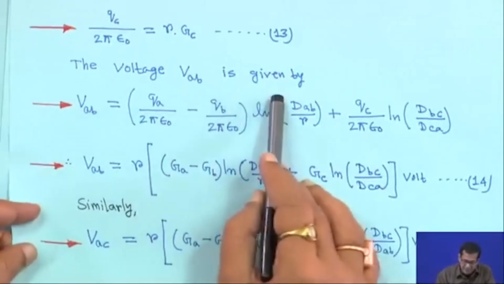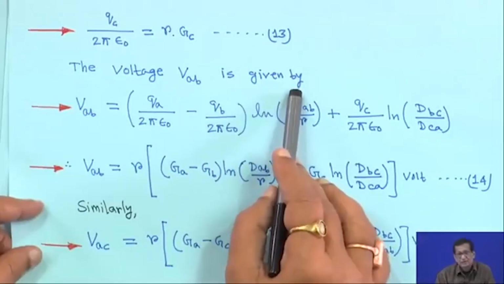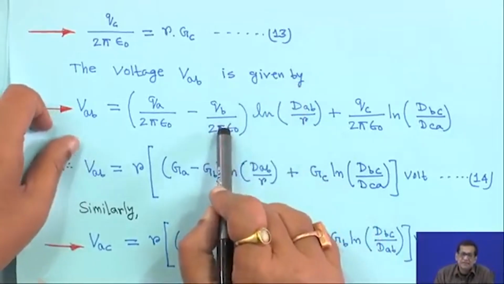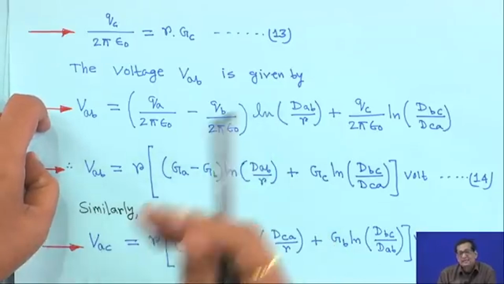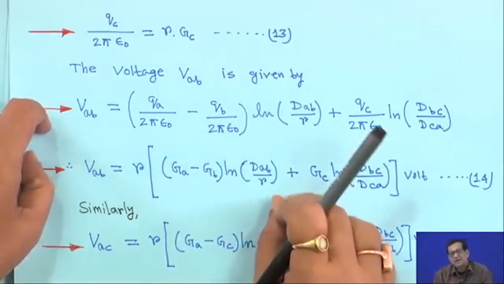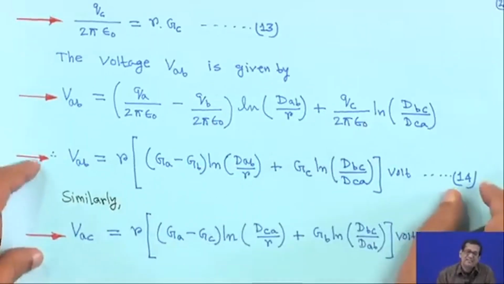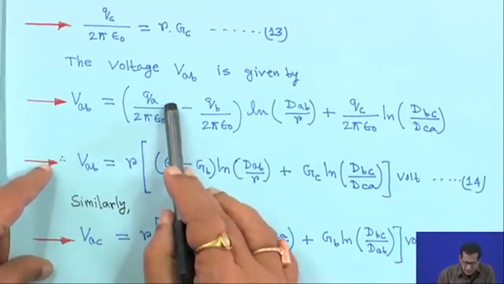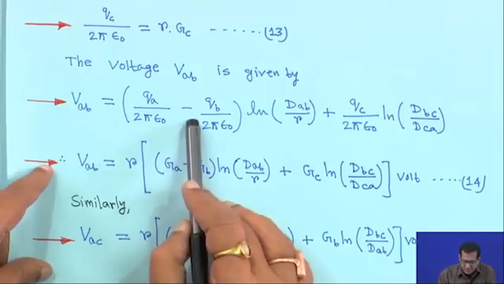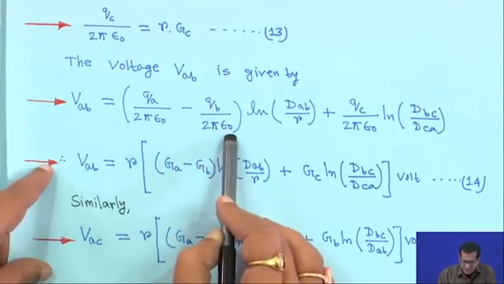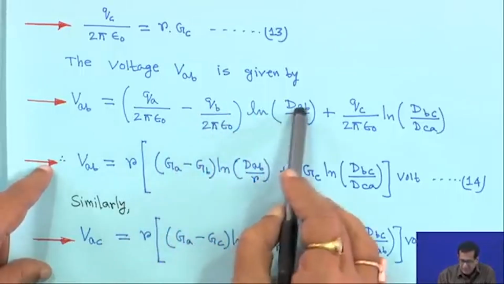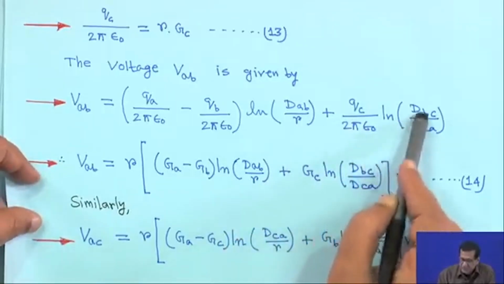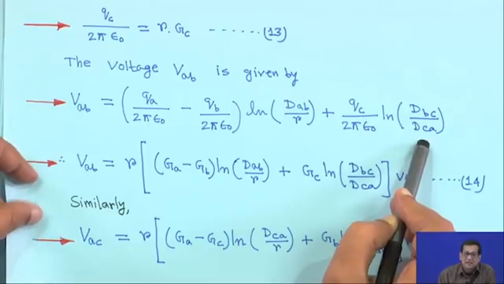Now, this voltage VAB is given, again from the capacitance chapter. Directly I am not deriving it again, but everything is there in that capacitance chapter, all I have done there. Just have a look again, that is all, if you have forgotten. So, VAB is equal to QA upon 2 pi epsilon 0 minus QB upon 2 pi epsilon 0 into ln DAB upon R plus QC upon 2 pi epsilon 0 ln DBC upon DCA, right.